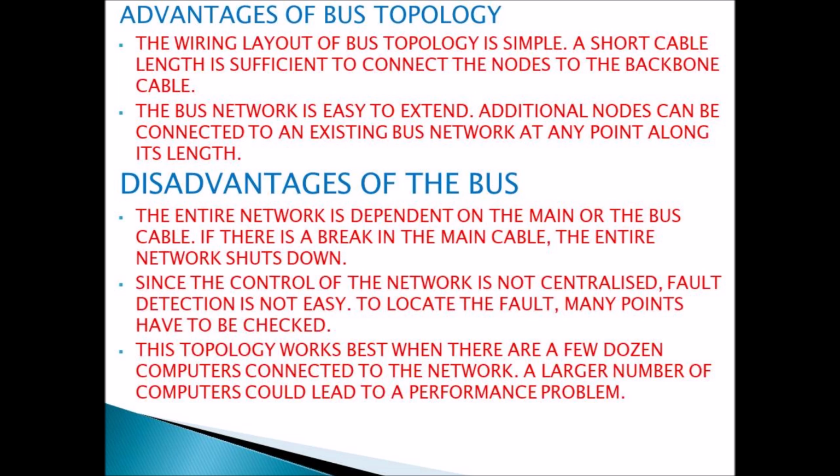Additional nodes can be connected to an existing bus network at any point, because all the nodes are connected in a single line. So anywhere we can connect the nodes. And in case any extensive additions have to be carried out after the terminator, we need to extend the terminator, which means a signal amplifier called a repeater is added to the bus. By adding the repeater, we can extend the line after the terminator.